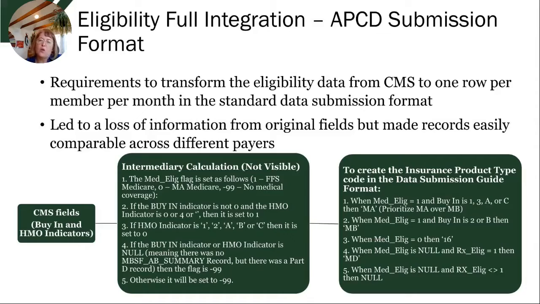So you can see that when we're calculating into a specific field, we aren't able to indicate on a single line both Medicare Part A and B in the insurance product type field. In the data submission guide, it's one or the other per line. And so we prioritized Medicare Part A over Medicare Part B, and we lose that richness of the data of who is also on Medicare Part B.